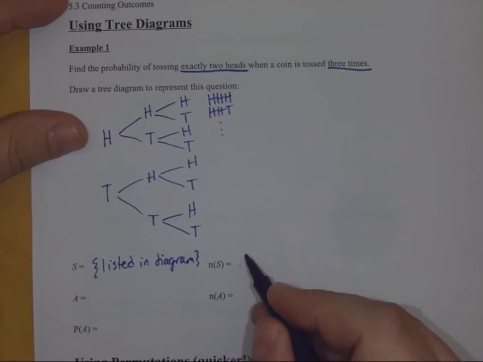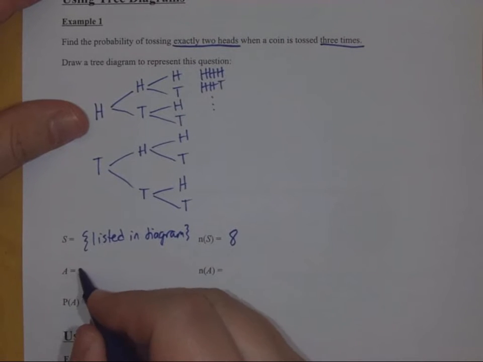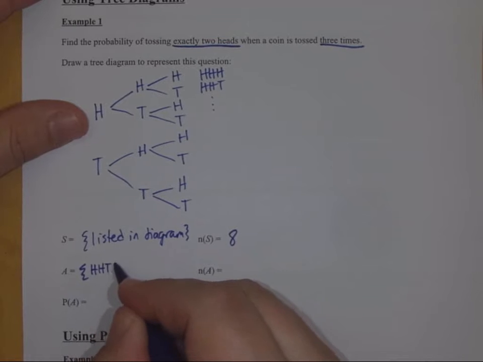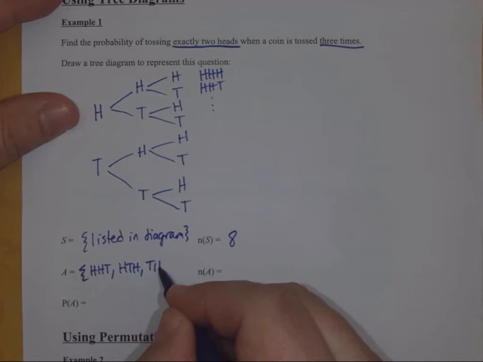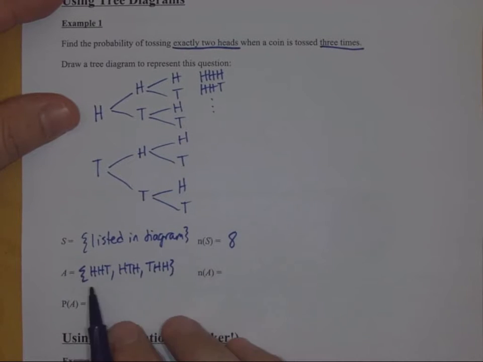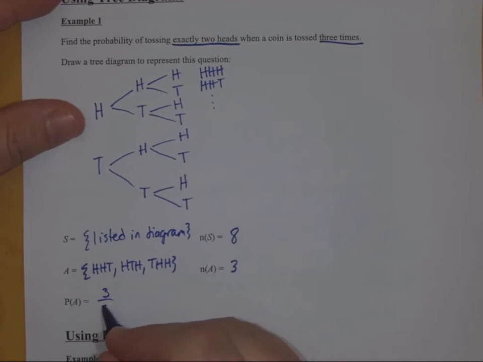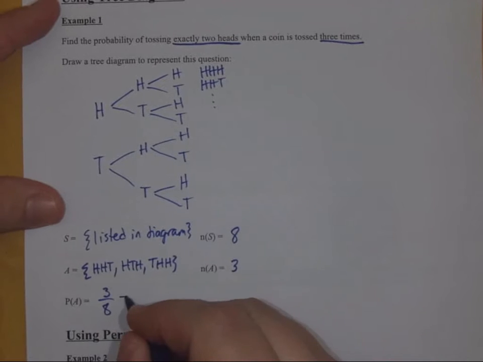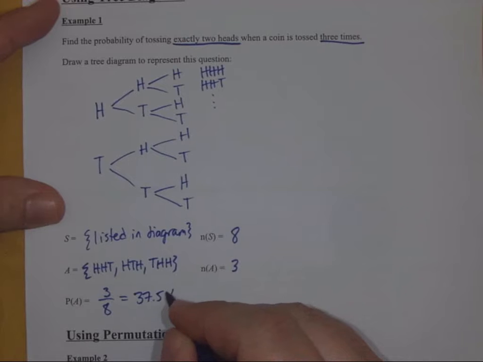The number in the sample space we all know is 8. There's 8 possible outcomes. A, however, are only the outcomes that have 2 heads in them. So there's head, head, tail, head, tail, head, or tail, head, head. That's it, those 3. The number in A, 3. The probability then is 3 in 8. And 3 divided by 8 is about a 37.5% chance.